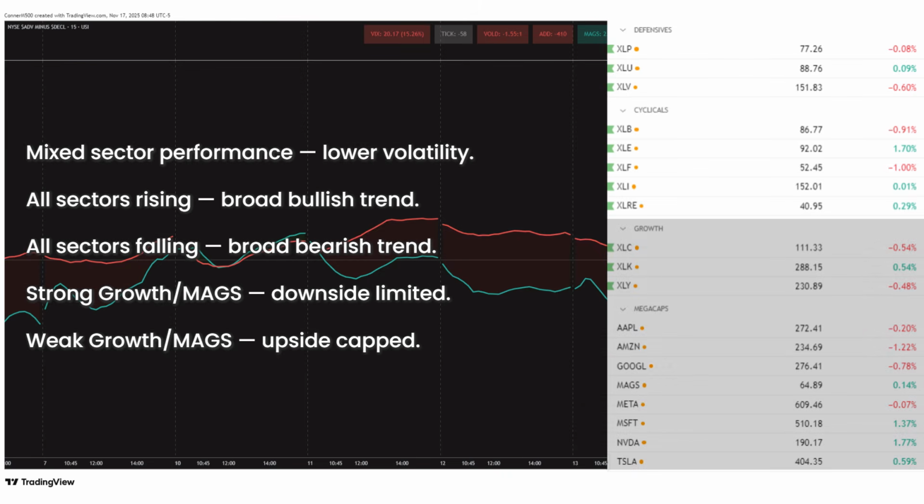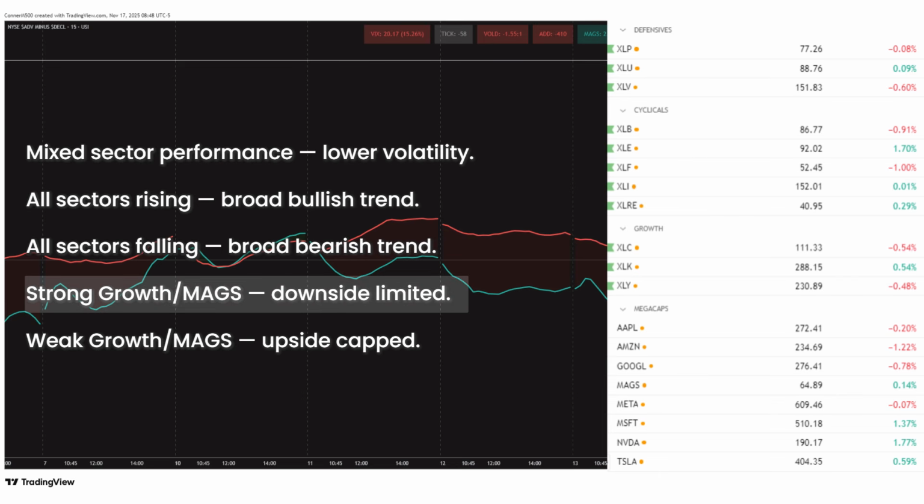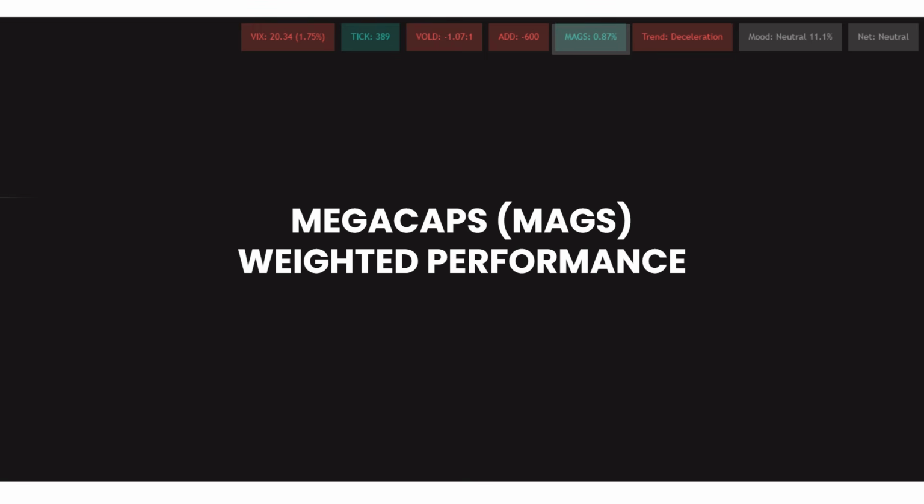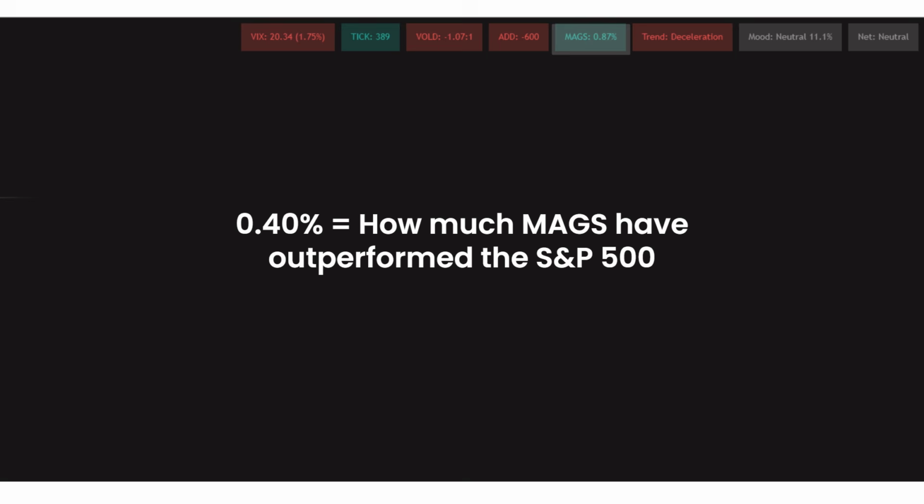Growth and mega-cap stocks are the most important, as they collectively account for around 50% of the S&P 500. When growth and megas are strong, downside is often limited. When growth and megas are weak, upside may be capped. The megas bubble shows how the top 7 stocks by market cap are performing relative to the S&P 500. The value is the percentage difference between the weighted performance of the top stocks and the overall SPX daily change. For example, a value of 0.4% indicates that mega-cap stocks have outperformed the S&P 500 by 0.4%.